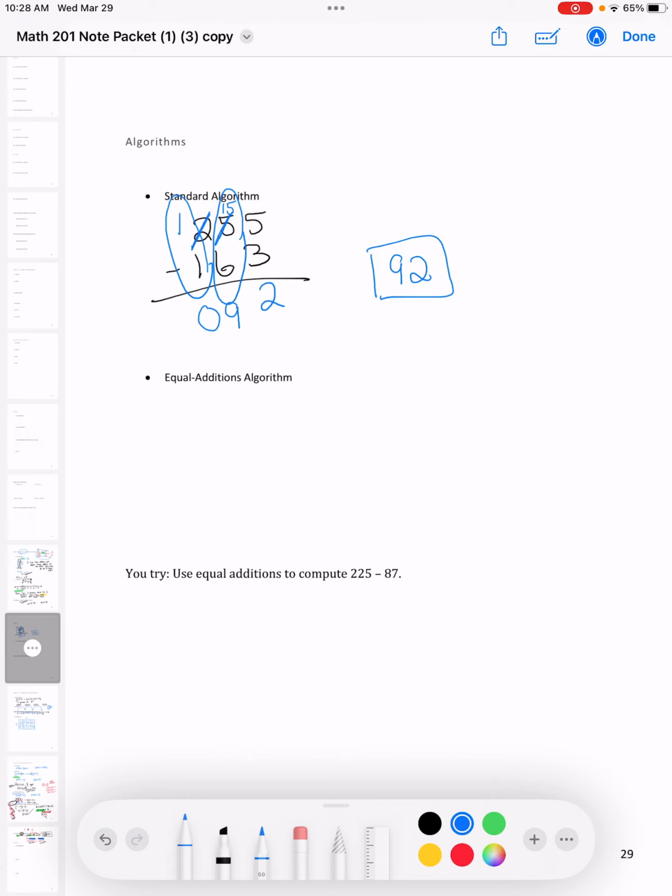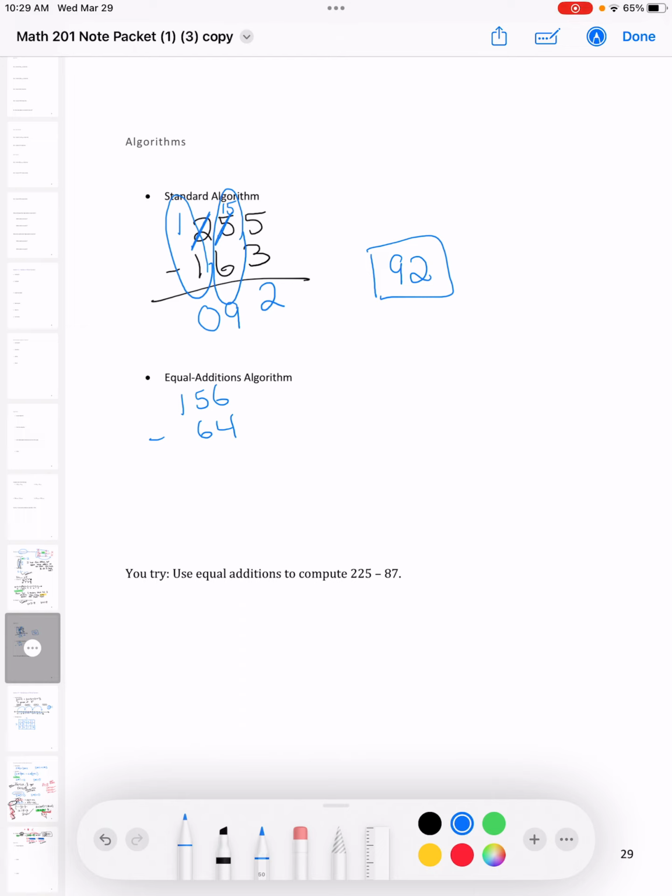Now, equal addition is another option. It's something that people don't feel as comfortable with. And I'll be honest, it's a little bit harder to teach because there's not one set method to do it. With the standard algorithm, all the students are kind of doing the same steps at the same time. With equal addition, you get a little bit more freedom. I'm just going to give us a different problem.